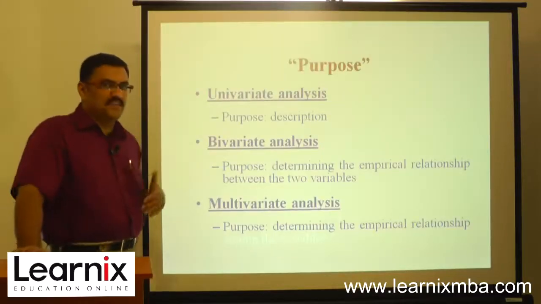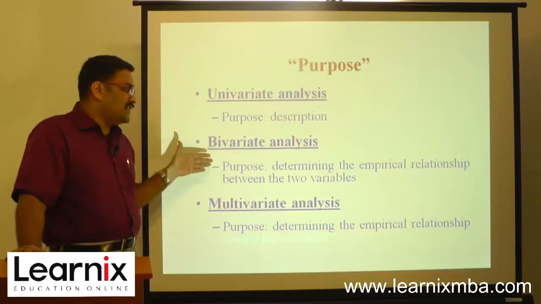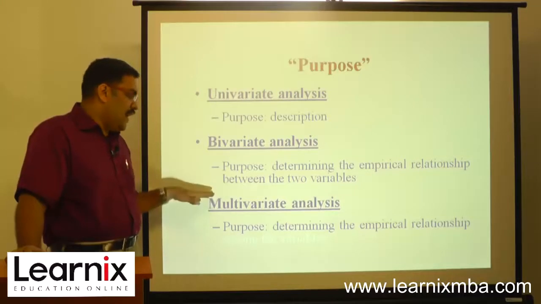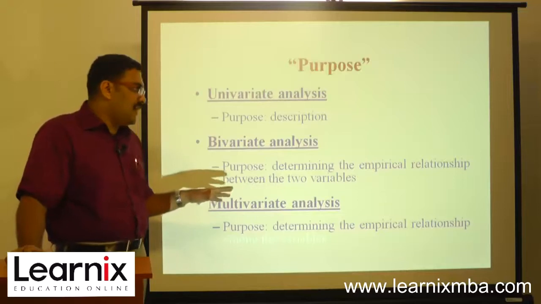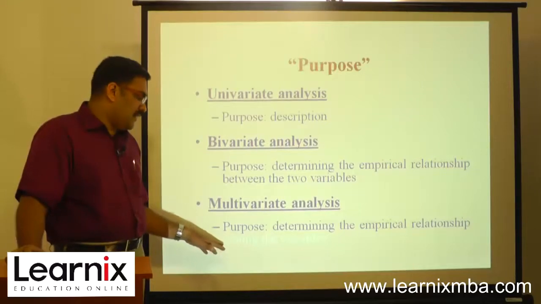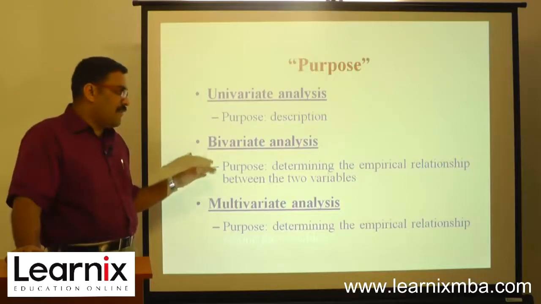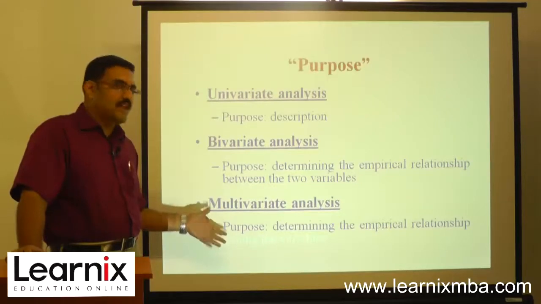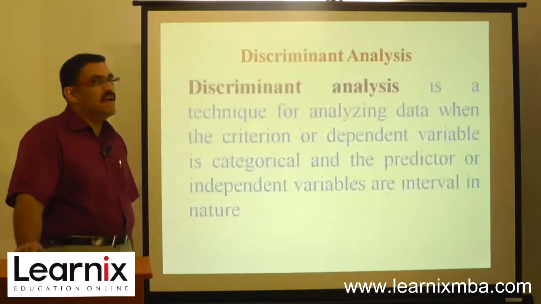The purpose of univariate analysis is that we use it for description. Bivariate analysis is for determining the empirical relationship between two variables, because we are taking two variables. Multivariate analysis is for determining the empirical relationship among the variables. It is not so clear here, but it is written as among the variables. So here more than two variables will be there, and among the variables that we go across, we focus on those relationships.